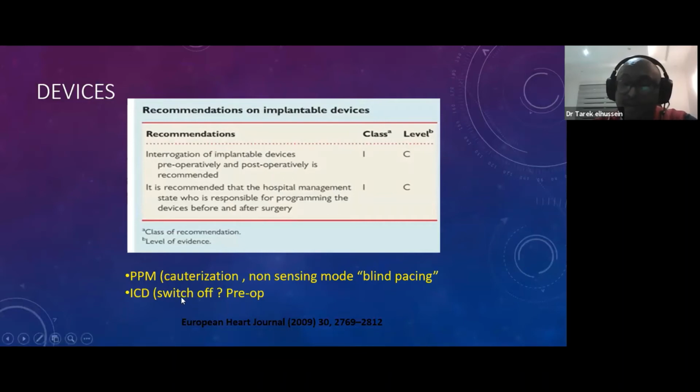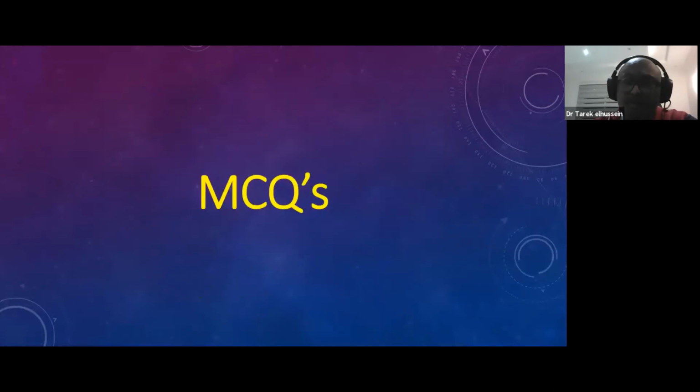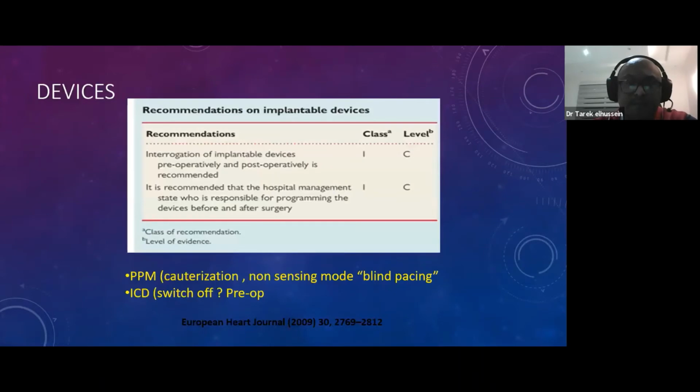Those who have an ICD, it is preferable to switch the therapy off, because the ICD may detect the noise as an arrhythmia, so it may give inappropriate shocks. So it's always better to switch it off, do the surgery, and after the surgery you can switch it back on. So I think here I'm almost done.